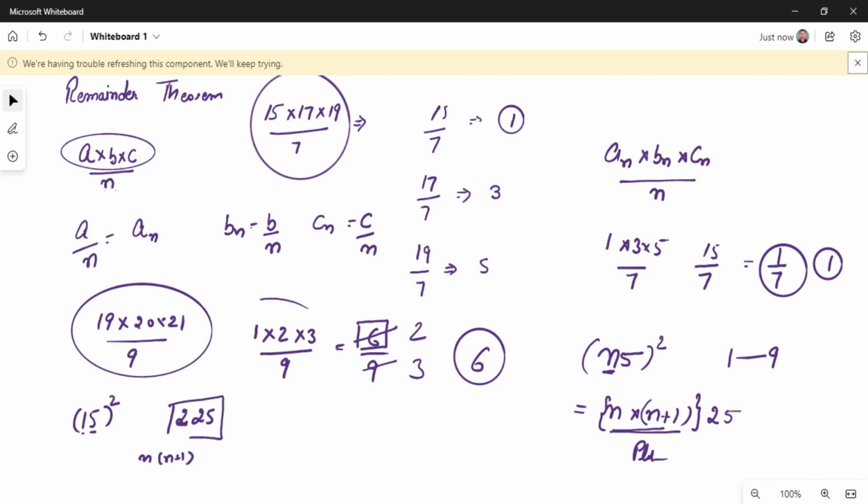Let's take another example. Let's say we have to find the square of 45. In this case, just put 25 initially, and for the remaining place we have the formula 4 into 4 plus 1, so it is 4 into 5, which is 20. So we got the square. Another example: if you have to find the square of 85, just put 25 and the remaining part is 8 into 9, so we get 72.